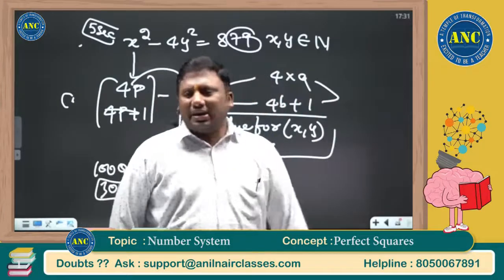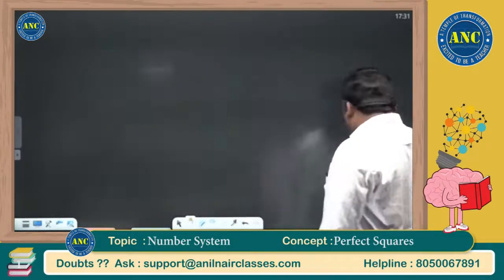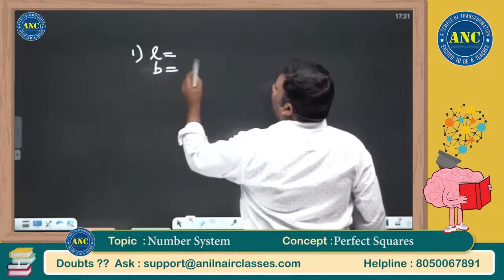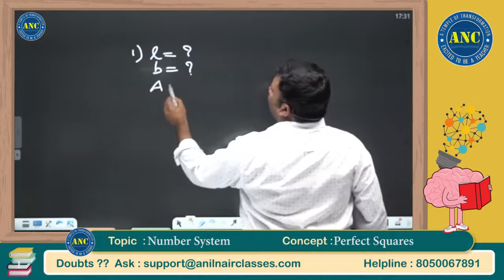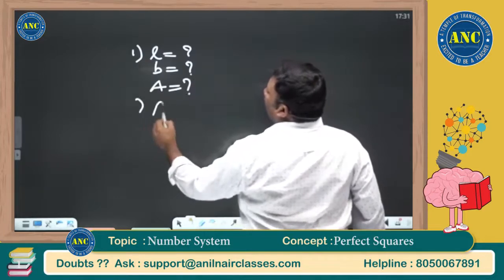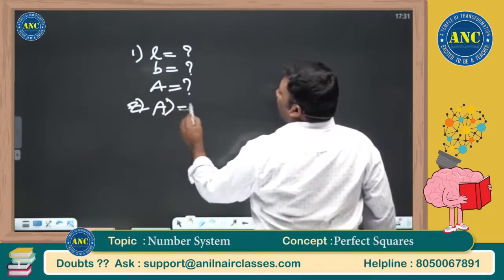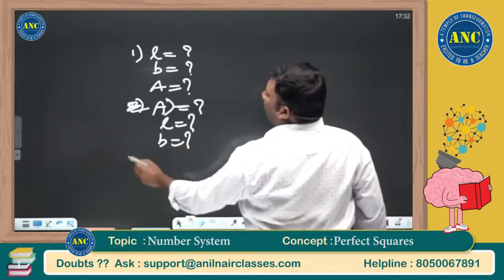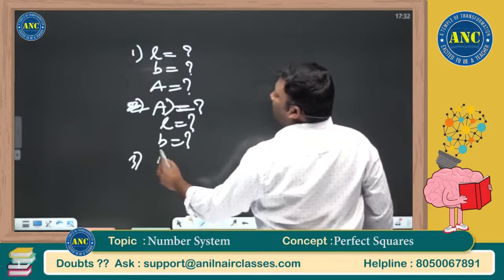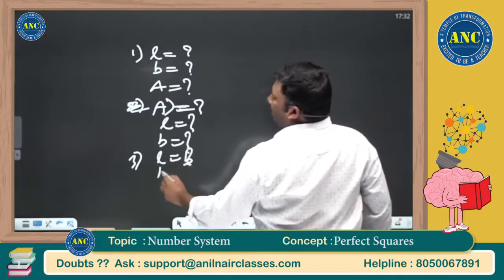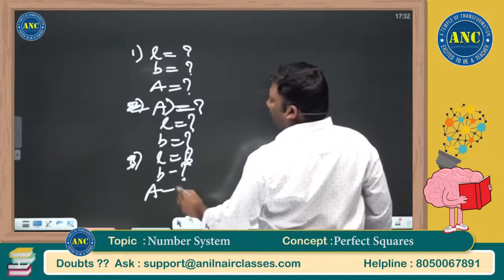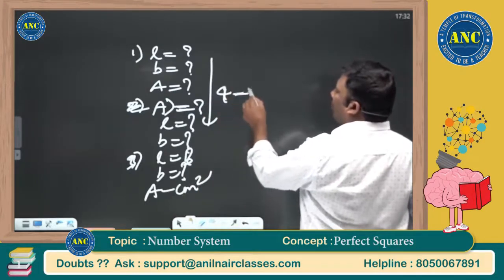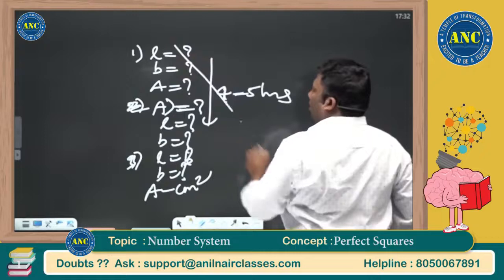I have seen a lot of students going through the book. First problem, length is given, breadth is given, you have to find the area of the rectangle. Next, area is given, length is given, breadth we have to find out. Third question, length is given, breadth is given, area should be converted into centimeter square. Students spend 4 to 5 hours in just solving this kind of questions.